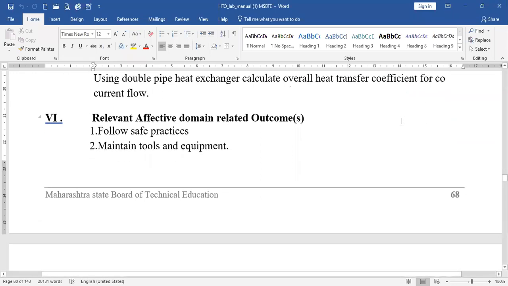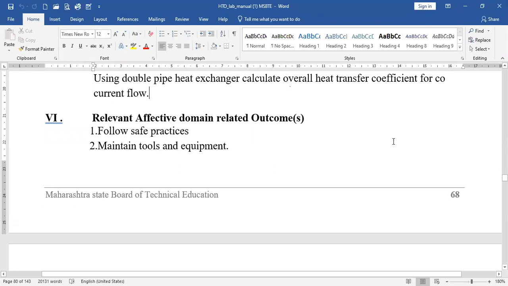Then relevant affective domain related outcomes are: follow safe practices and maintain tools and equipments. So in some of the experiments, or in the practical setup, or while doing some practicals, we may face a problem of rotameter, we may face a problem of motors or pumps, we may face a problem of heat exchanger or coils. So there may be a technical problem.